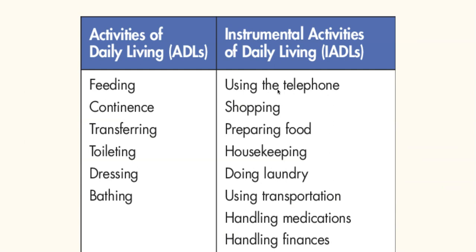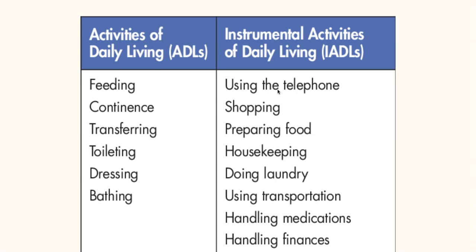So here we've got activities of daily living are going to be made of feeding, continence, transferring, toileting, dressing, and bathing. Remember, we talked about that transferring is really just being able to move from your bed to a chair, to the bathroom, to get on the toilet, to get in the shower, and back, right? So just being able to move around and meet your very basic needs.